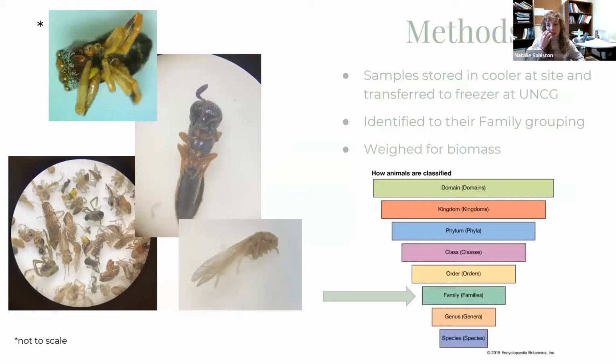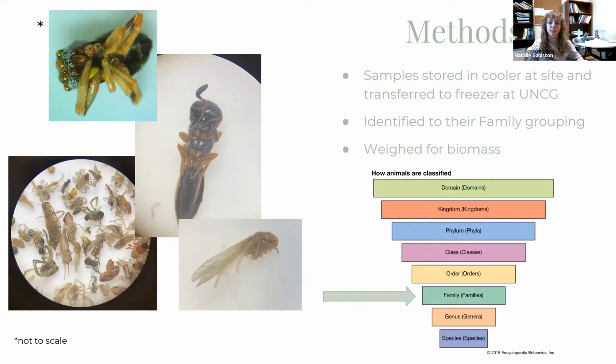Just to continue the methods, when we went to the field site, arthropod samples were collected by using a modified leaf blower. So instead of blowing out, it sucked them all in. Insect samples were then stored in coolers at the field site until they were taken to UNCG, and then they were stored in the freezer until they were ready for identification. Using a microscope, I identified the individual arthropods and I classified them to their family grouping. As you can see in this picture, it shows the different groupings. I wrote down their order and their family.